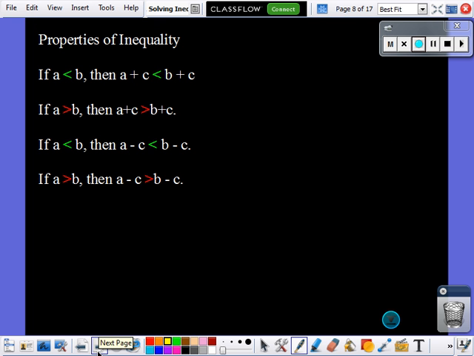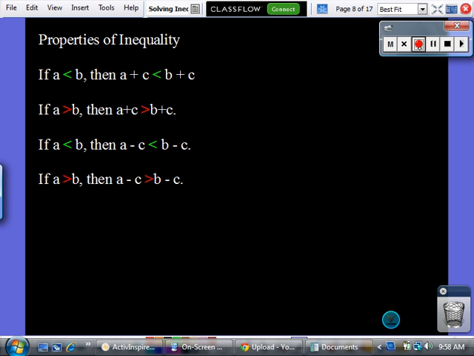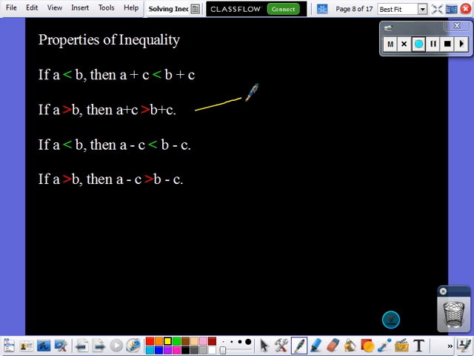Alright, these are the properties of inequality. The point of this, just looking at the colors: less than stays less than, greater than stays greater than when I add. Less than stays less than, greater than stays greater than when I subtract. So here's the point. I do not flip the inequality symbol.